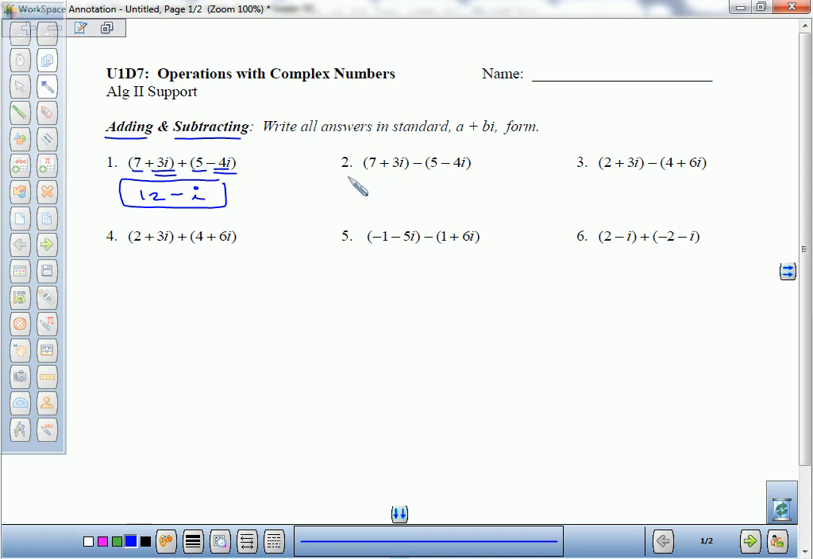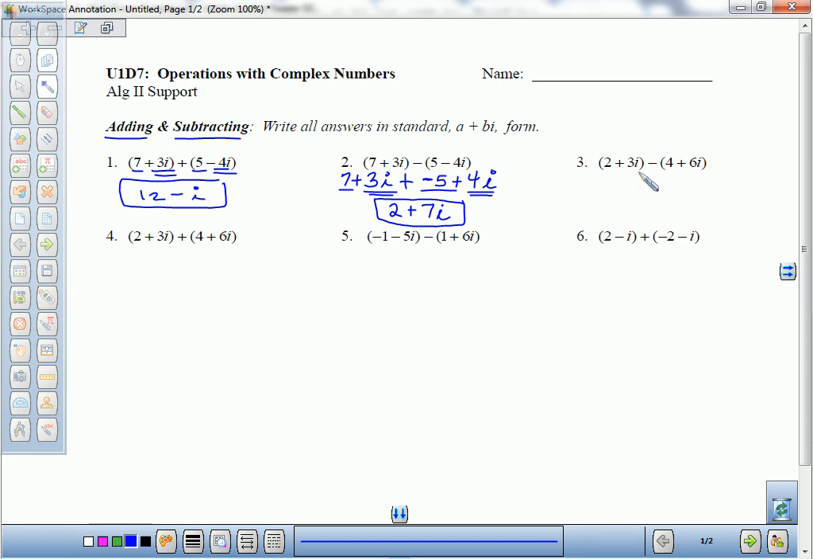Okay, now this one is subtraction. So with subtraction, we never change the signs of the complex number in front of the subtraction. But what we did yesterday was we changed the subtraction to addition, and we change all of the signs in the complex number that follows. So everything behind the subtraction we change to the opposite. And then we put our real parts together, and we put our imaginary parts together. So the difference in these two complex numbers is 2 plus 7i.